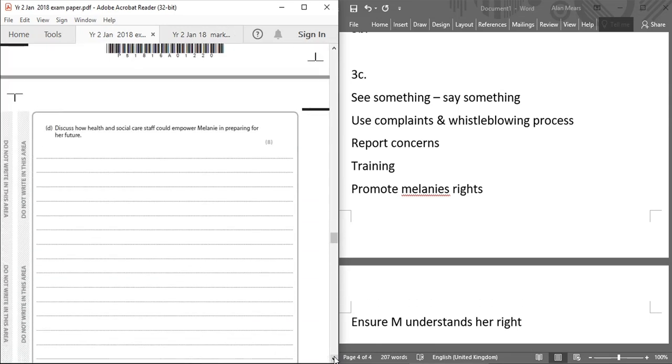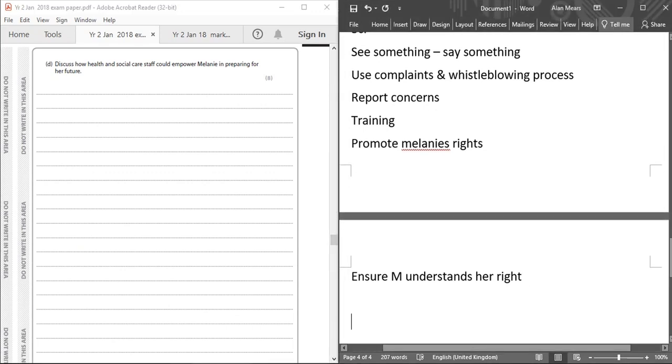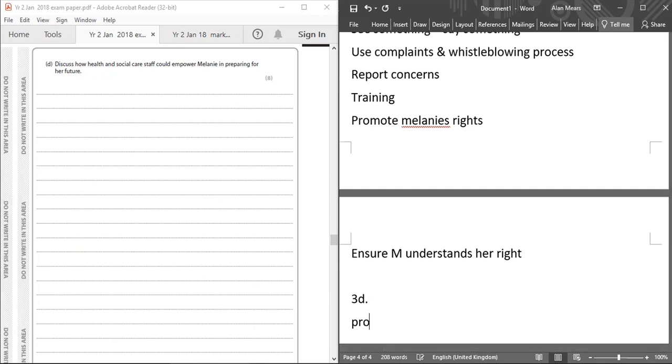Okay, 3D. So how do we empower Melanie and prepare her for the future? Now, the big thing about empowerment is you want to give people choice. You want to give people some control. You want to maintain independence, promote their progression and development. So if we want to empower Melanie to prepare for the future, you might let her engage in training to promote independence. So training and skills for independence or independent living.